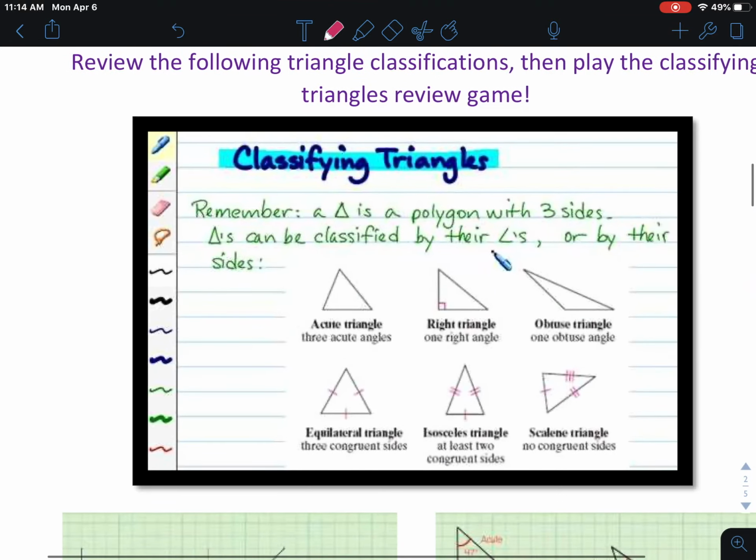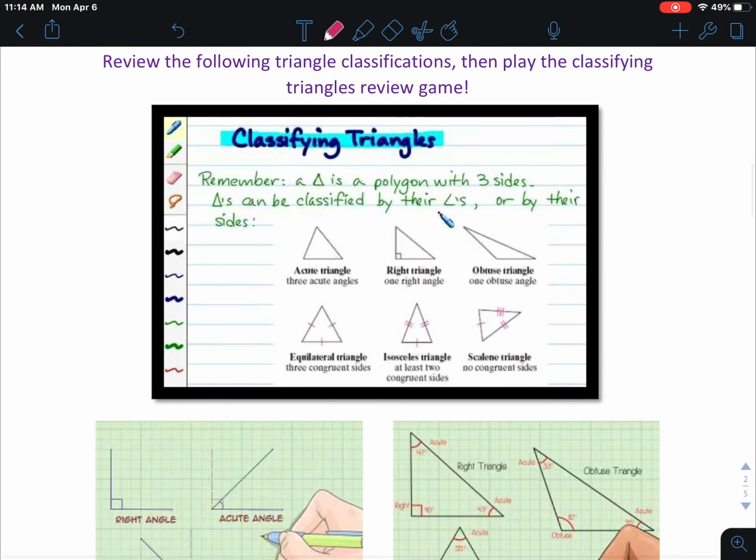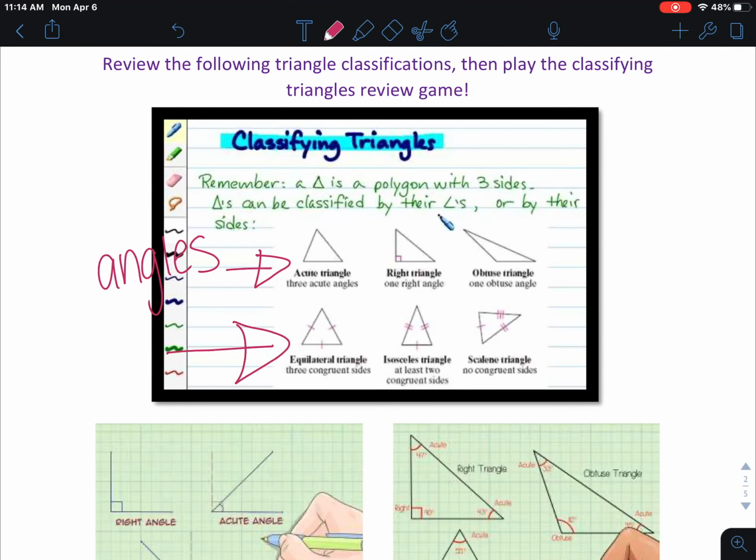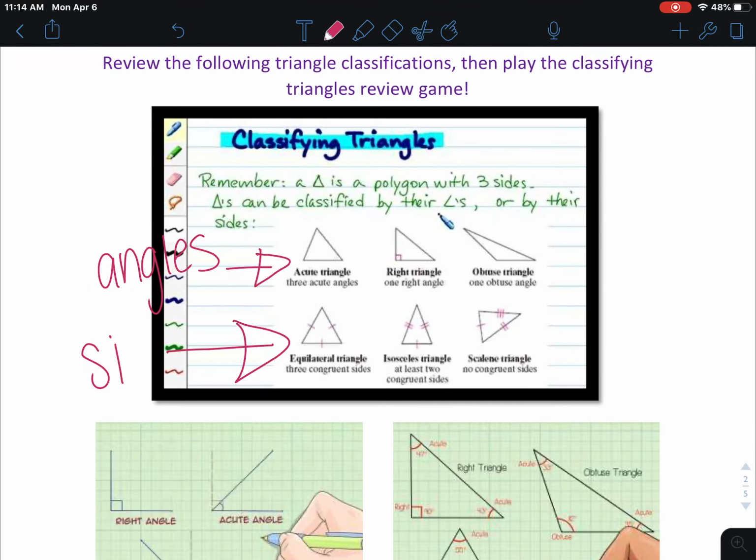Okay, so let's go to, here are the notes. Once again, you're classifying triangles based on their angle measure. These are all angles, and by their sides. These 3 classifications are by the sides. Okay, so you have acute, where all 3 angles are acute in your triangle. You have a right triangle, where just one of the angles is a right angle, and an obtuse triangle has one obtuse angle. Obtuse means greater than 90 degrees. Acute means less than 90 degrees. Hopefully that is just a review.